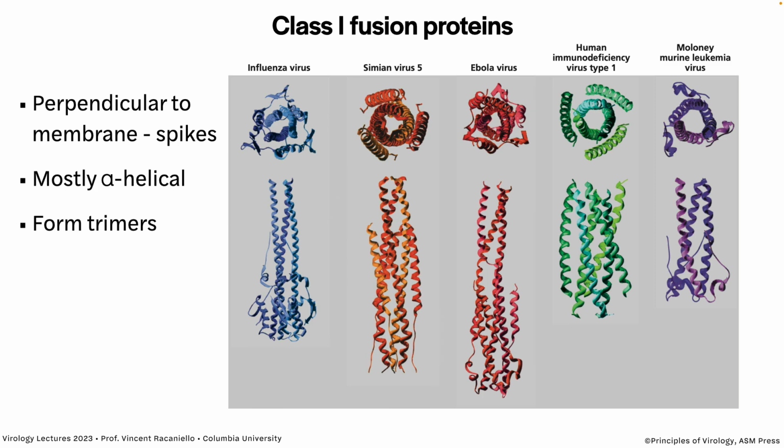Influenza virus we have talked about here. These are all perpendicular to the membrane. They're mostly alpha helical. All these extended conformations are alpha helices, and the trimers. So we have influenza virus, simian virus 5, Ebola virus, HIV, retrovirus of mice. They're all type 1 or class 1 fusion proteins with these characteristics.